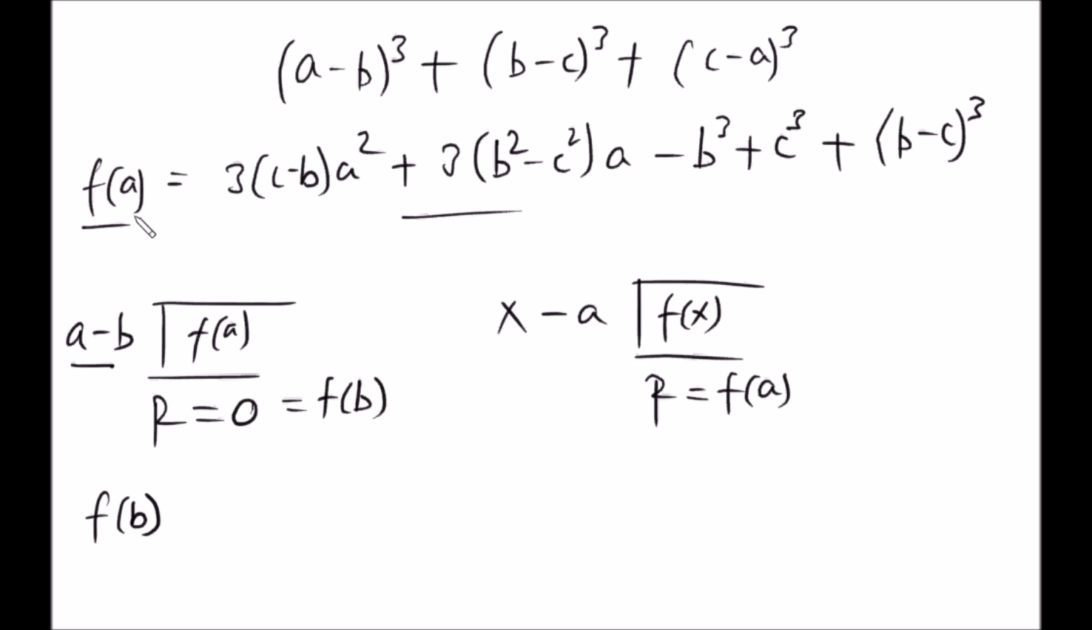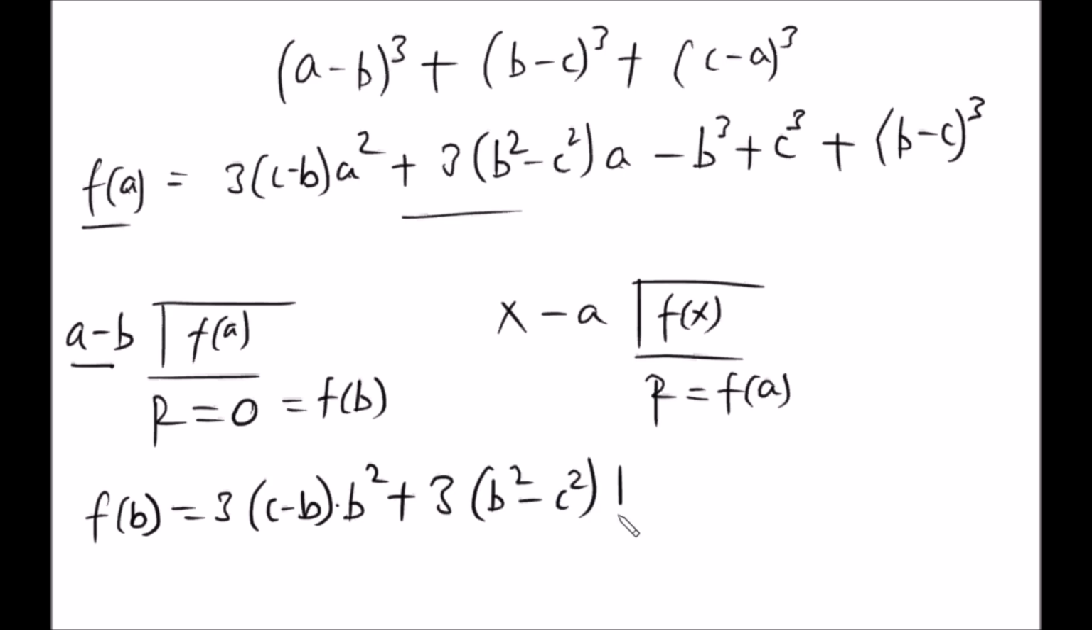F of b manake kwenye hapa si kwenye a nimeweka b na hapa kwenye a niweke b, a niweke b. Kwa hiyo itakuwa ni 3 c minus b times b squared plus 3, so we have b squared minus c squared times b, so minus b cube plus c cube plus b minus c cube.